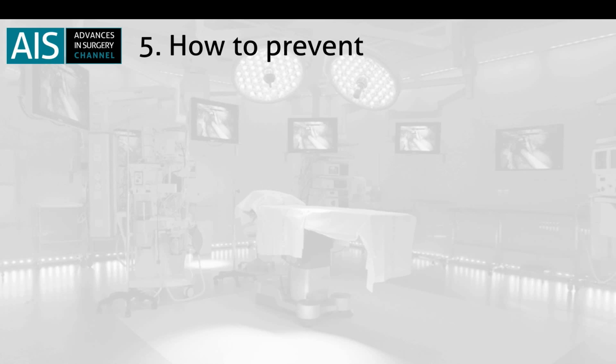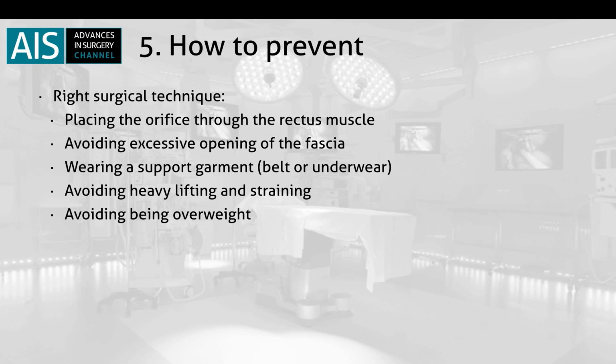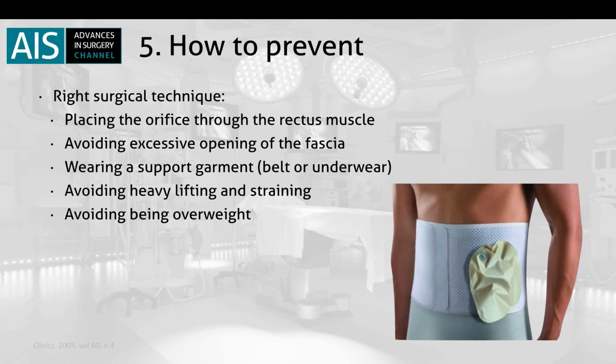How to prevent? There are some intra- and post-operative measures that can help to prevent the development of peristomal hernias, such as correct positioning, placing the orifice through the rectus muscle, avoiding excessive opening of the fascia, as small as possible as long as it doesn't compromise stoma perfusion, wearing a support garment, belt or underwear, avoiding heavy lifting and straining, avoiding being overweight and maintaining a normal body mass index when possible. Being overweight can place additional strain on your abdominal muscles.